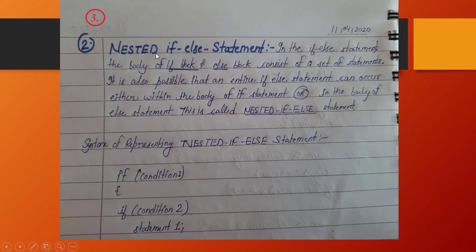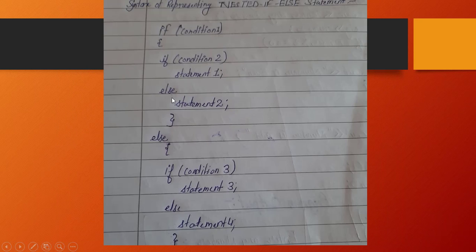Next is the nested if statement. It is similar to the if else statement, but in this case we can write an if else statement in the if part and in the else part of the if else statement. It is nothing but just the if else statement. Here you can see this is an if else statement, and inside the if block we again write an if else statement, and in the else part again we write an if else statement. Let's understand with an example.